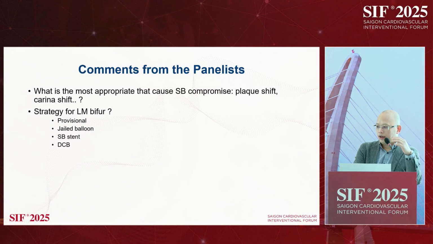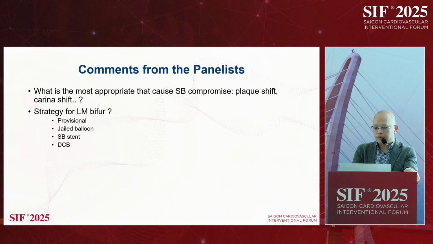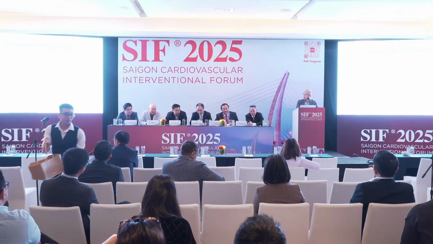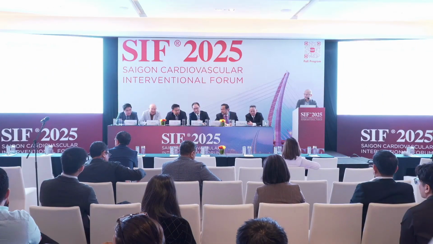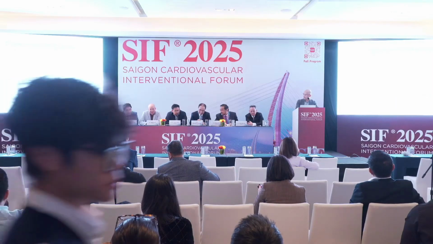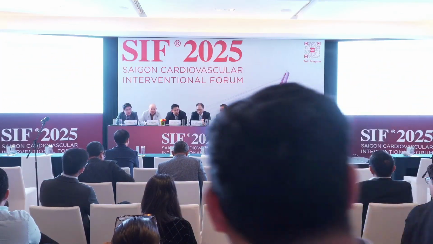And here, one of the questions is, what is the most appropriate cause of the circumflex compromise? Which do you think is plaque shift or carina shift? And if we can restart from the beginning, we do have a two-stent strategy, or just jailed balloon, or DCB for the circumflex. Yeah, Fazil? Yeah, I mean, as I mentioned earlier, I've always preferred DCB for the ostial circumflex, because stenting is never a good option for ostial if you can avoid it, if it's not too dominant. So definitely wire, I would still balloon it and probably some form of DCB modification if I were to do it again.